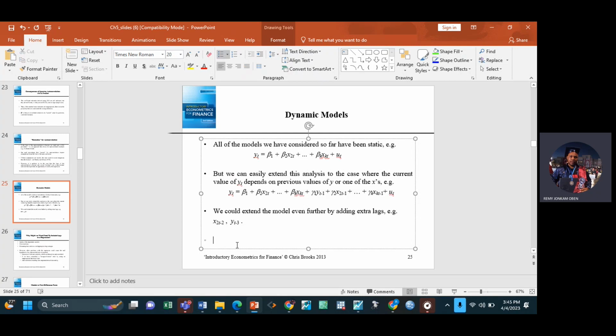Nobody saw anything? Okay. Look at yt here, it depends on xt, x2t, and xkt, right? So y depends on x, static model. But in this dynamic model, y depends on x, and it depends also on y. So it depends on its own lag value, right? So we include lag values of the dependent variable as part of the regressors. So it's dynamic, trying to make it more complex.